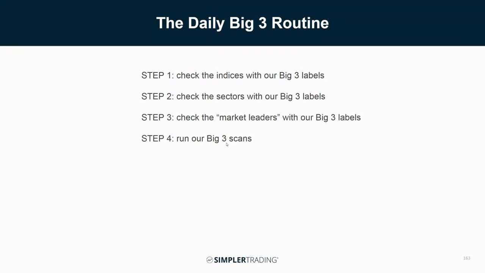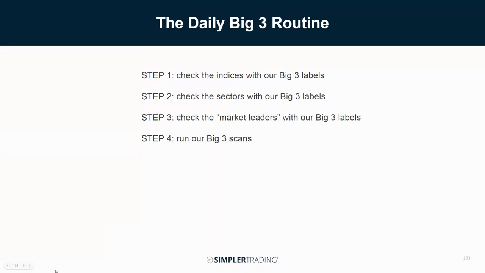Step 1, check the indices with our big 3 labels: S&Ps, QQQ, IWM. Step 2, we want to check all the major sector ETFs with our big 3 labels. Step 3, check the market leaders, right, the FANG stocks, the big banks, the semiconductors, with our big 3 labels. And then the most fun part of the whole process, step 4, firing up the big 3 scans. So that's what we're going to do next, guys. We're going to go through that routine.